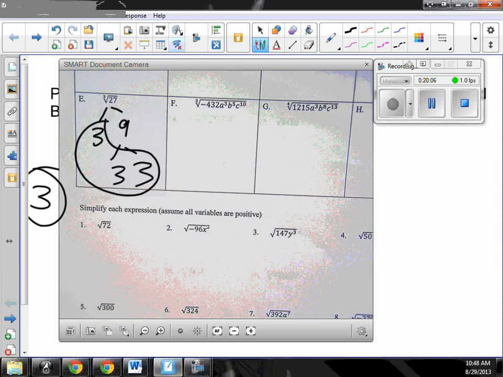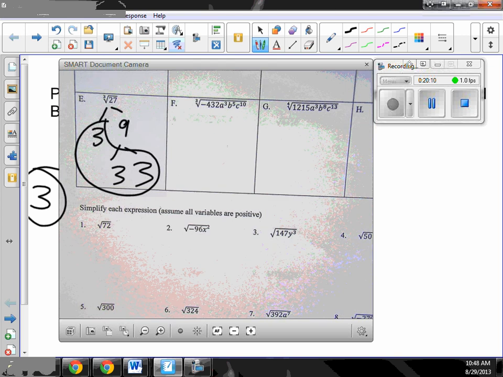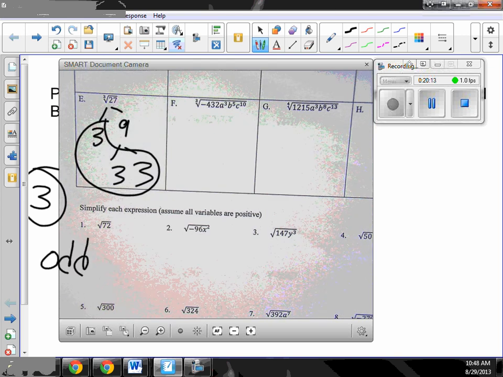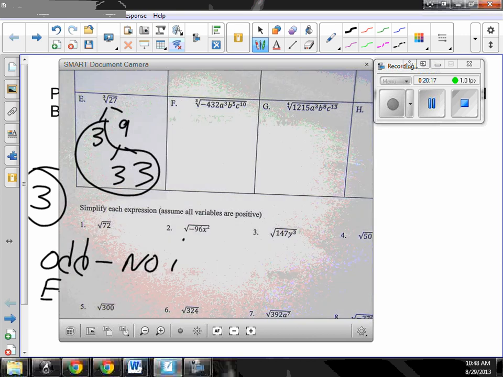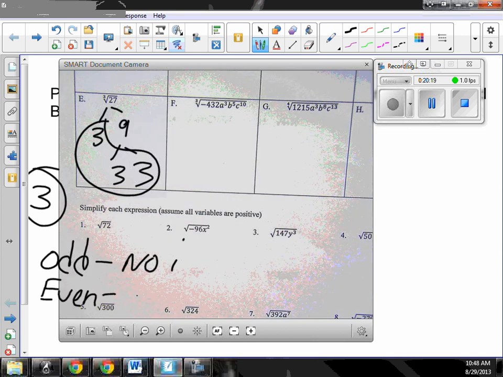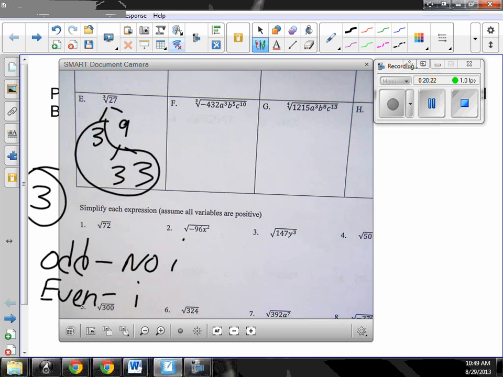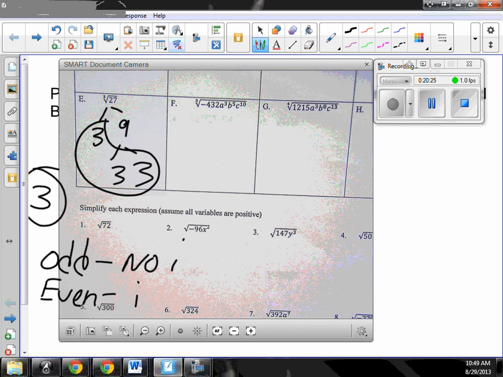So if the root is odd, if you have an odd root, you have no i's. But if you have an even root, you have i's. So if it's a fourth power, you need an I. If it's a fifth power and it's negative, you just bring the negative outside.